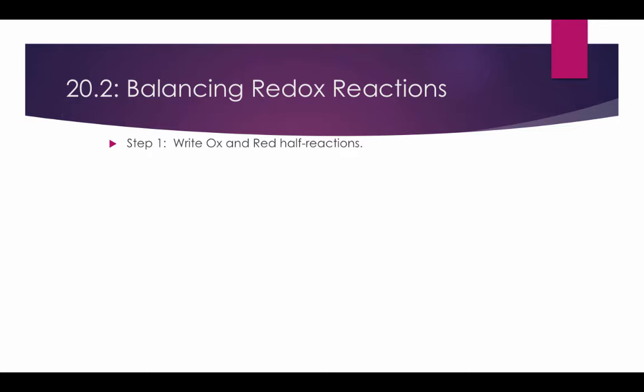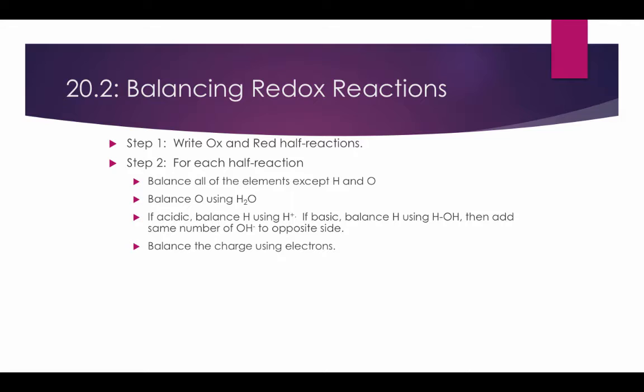First, we'll start by writing the oxidation and reduction half reactions separate from one another. Note that you don't need to identify which is oxidation and which is reduction at the outset. This will become obvious as you balance, based on whether or not electrons are reactants or products. Then we balance each half reaction using the series of steps outlined here, which I'll show you in a minute. And again, this is on your handout.